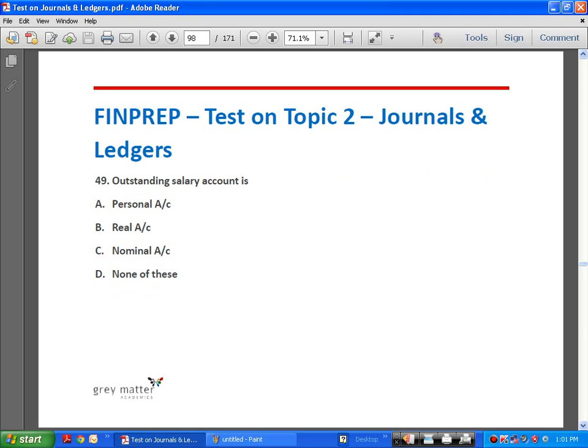Right. Outstanding salary account is a representative personal account because it represents the amount that is due to employees. So it is a representative personal account. Patents account. Patents account is an intangible asset. Software companies have patents. Pharmaceutical companies have patents. So these are intangible assets which are generated by their research and development processes. And so it is an asset account.